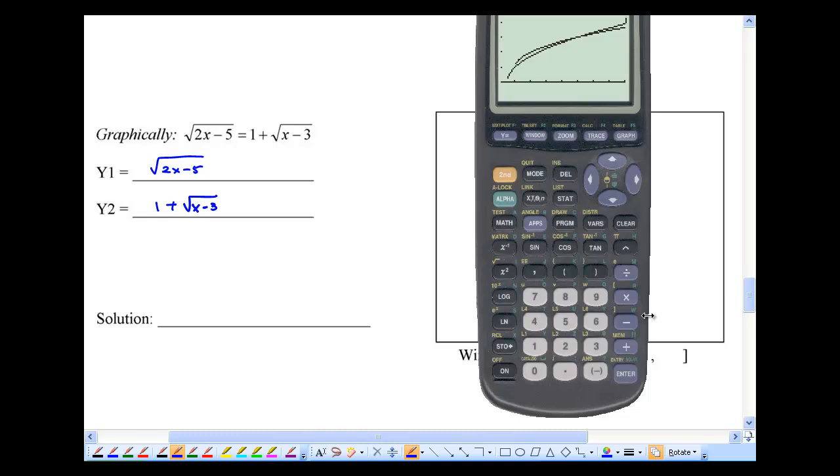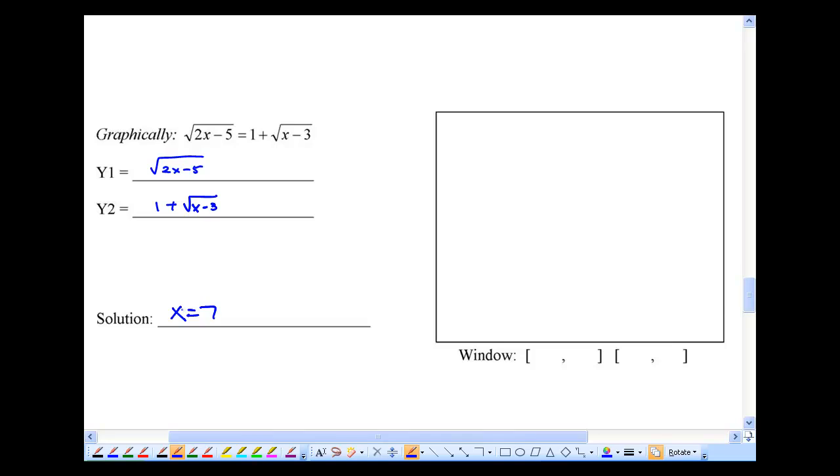Is one of them 7? Yes, it is. Cool. Why did I know it's 7? Because I saw from above x equals 7. So yeah, x equals 7. Now you should draw the picture too. I'm just too lazy.